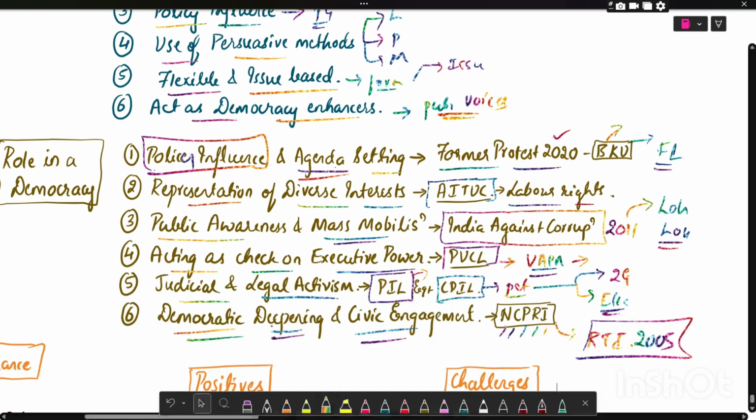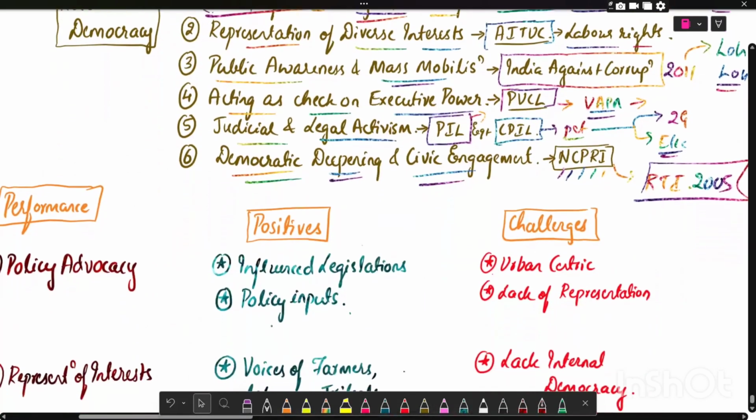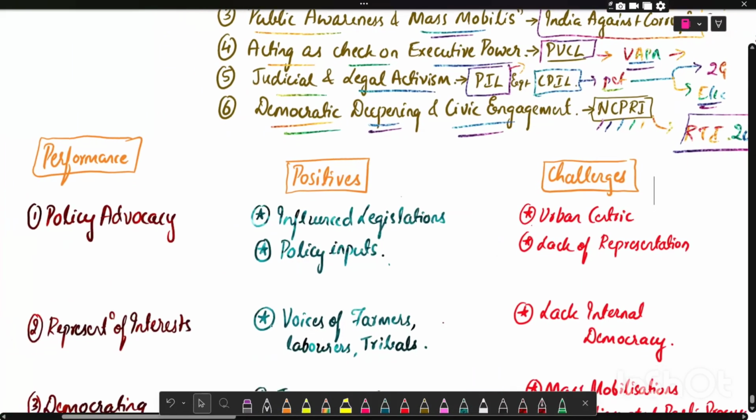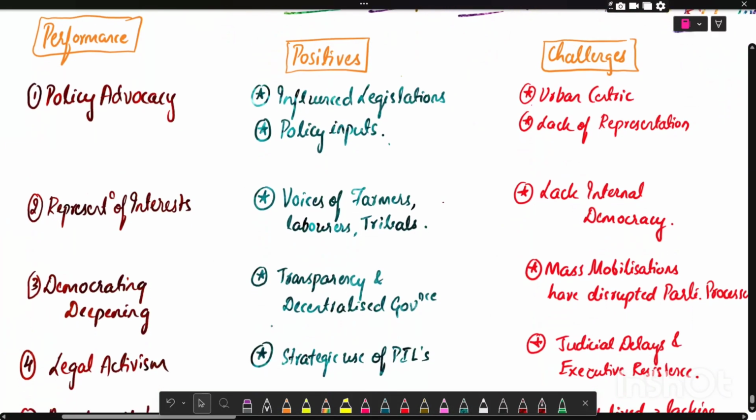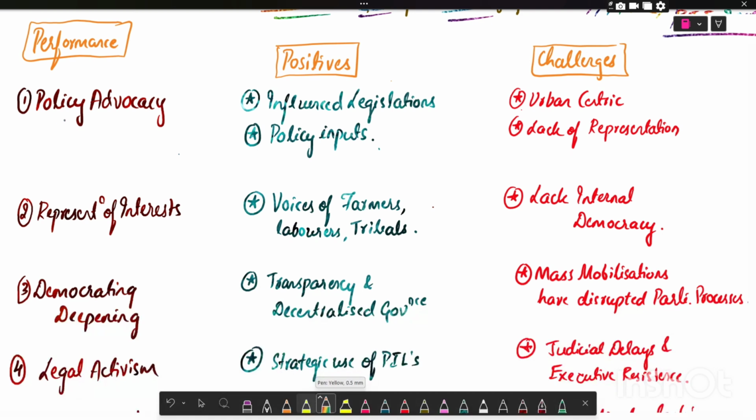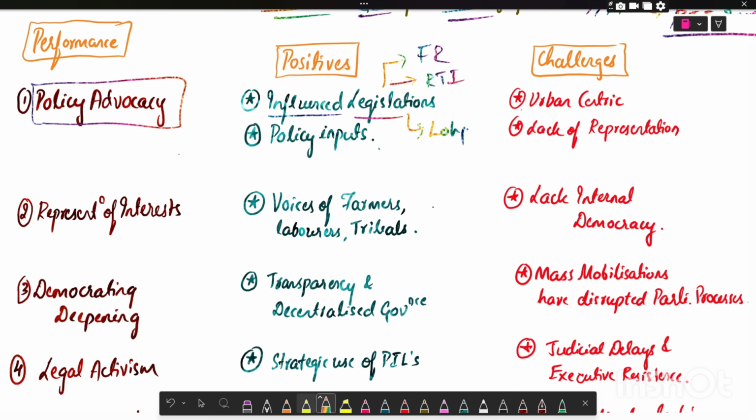Now let us see the performance of pressure groups and the challenges therein. First one is policy advocacy. The positive role played by pressure groups is that they influence legislation. For example, the Forest Rights Act, RTI Act, and Lokpal Bill. And they also provide policy inputs. For example, FICCI, that is Federation of Indian Chambers of Commerce and Industry, provided a policy input for GST.